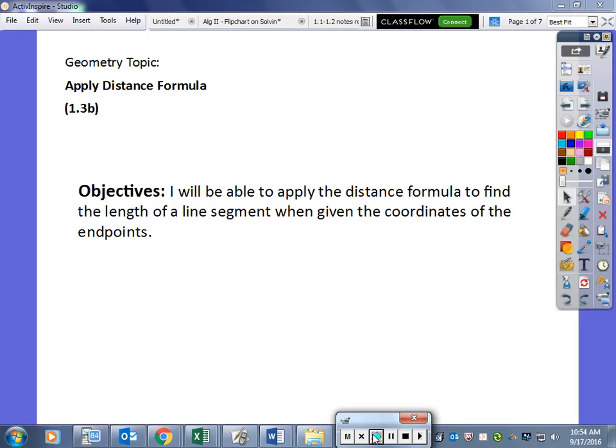Hello everybody and welcome to our second lesson in Unit 2 on formulas and constructions. Today's objective will be: we will be able to apply the distance formula to find the length of a line segment when given the coordinates of the endpoints.